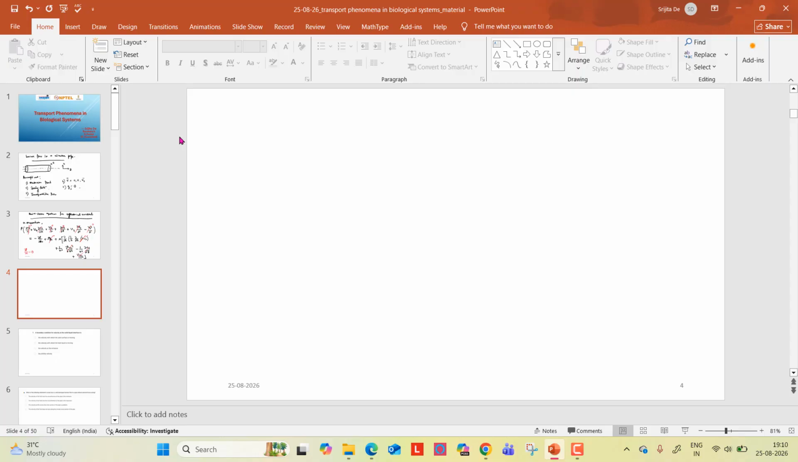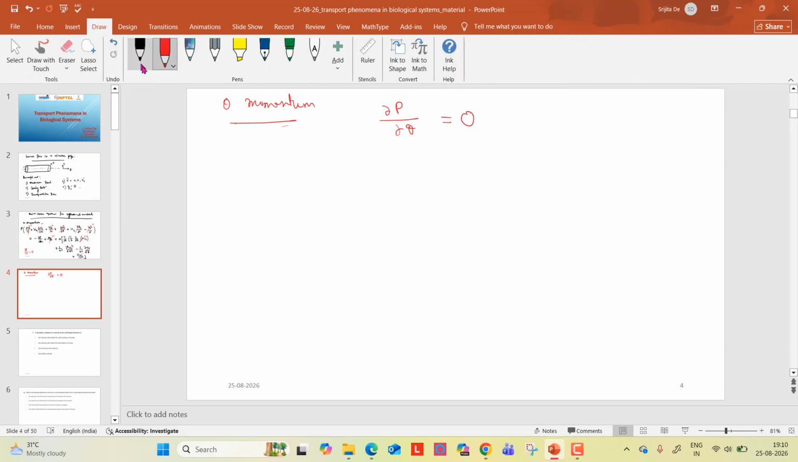Next, similarly, from the theta equation the same thing will happen. I am not writing this again. I am writing the final equation for theta momentum. You can do it yourself to see how these terms are gone. Here it will similarly come as del P del theta equals 0.